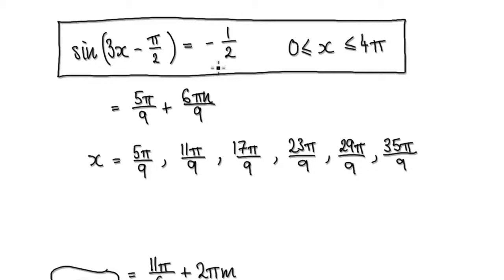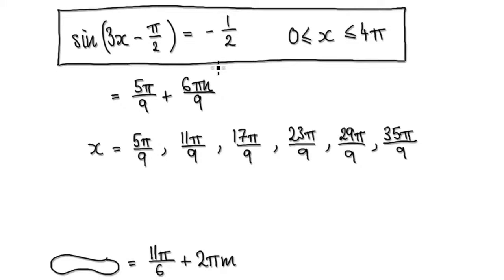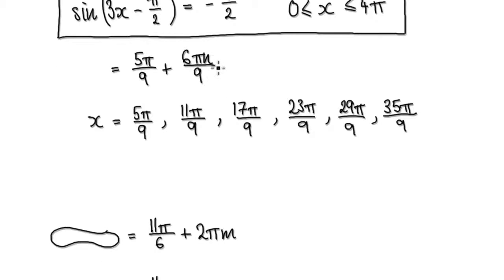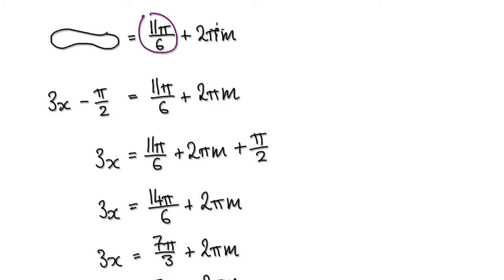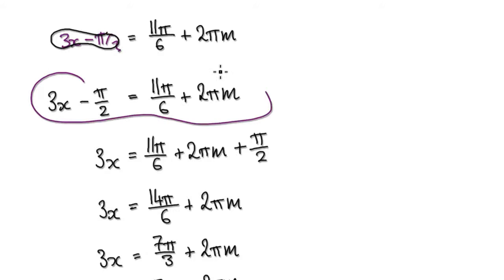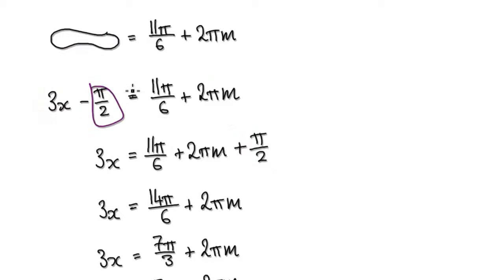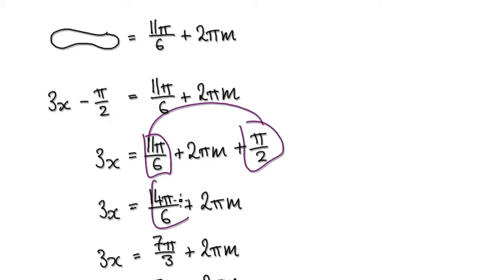Where then, let me think. Hang on, where am I? Yeah, so we are now here, 11 pi over 6 plus multiples of 2 pi. And then what was in this bubble was 3x minus pi over 2, which would then take us to here. Now add this block to both sides. That will then give us this thing. Merge these two together. That will then give us this thing here.